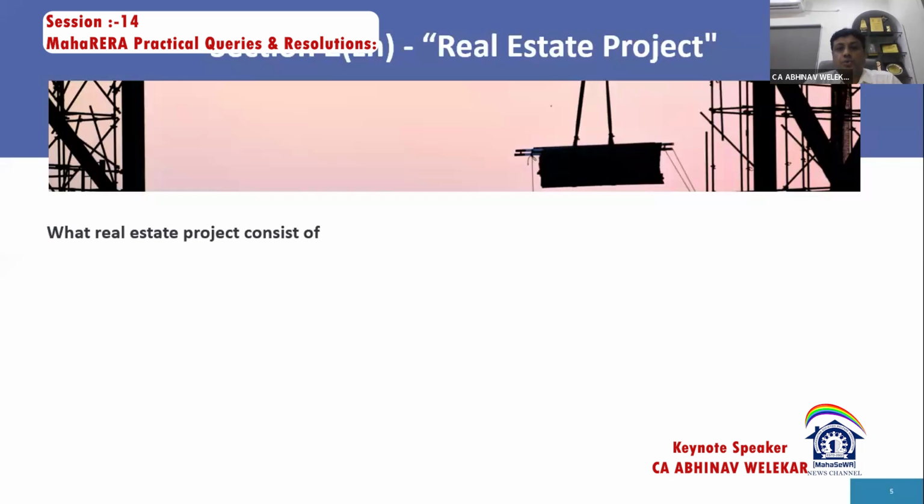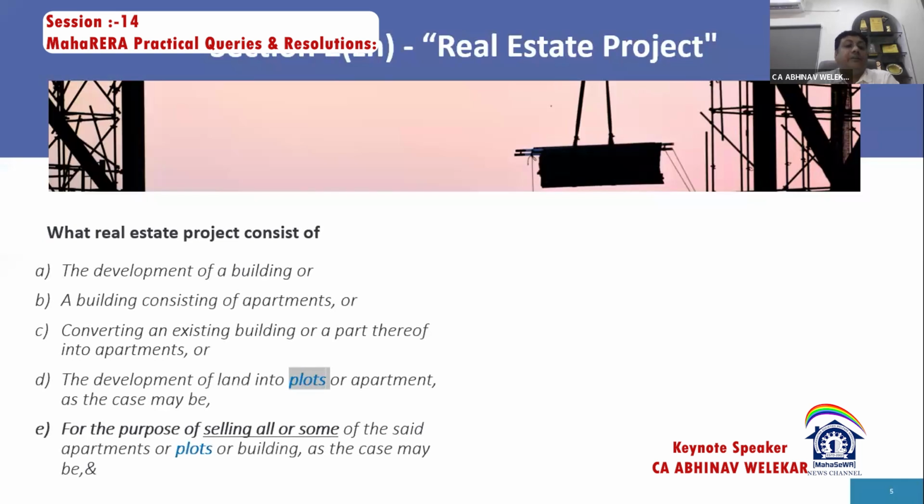As per Section 2, the real estate project, what does it consist of? It consists of the development of a building consisting of apartments, converting an existing building or part thereof into apartments, development of land into plots or apartments. If you see at point number D, it clearly says that the real estate project will have the development of land into plots. So this aspect of the definition covers the plottable project. And all the above four things have to be for the purpose of selling all or some of the said apartments or plots or building, as the case may be.